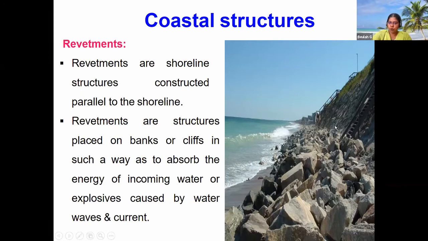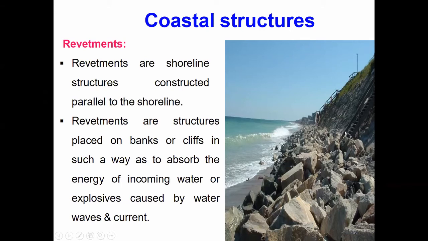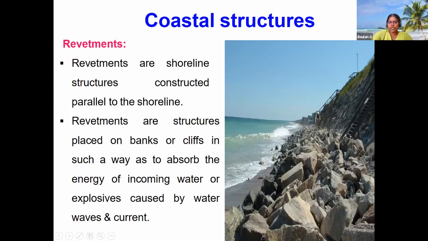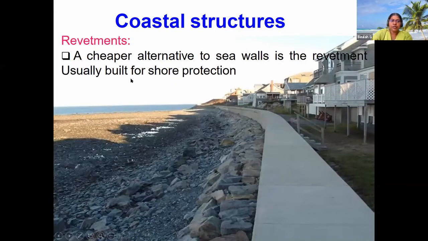So in order to avoid damage along the shorelines, these revetments are created. They are an artificial form of connection between the bank and the coastal regions. You can use natural stones, or stones which are available in the natural strata. A cheaper alternative to a seawall is the revetment, which is usually built for shore protection.